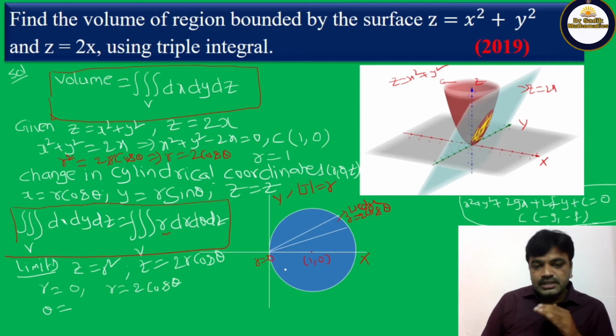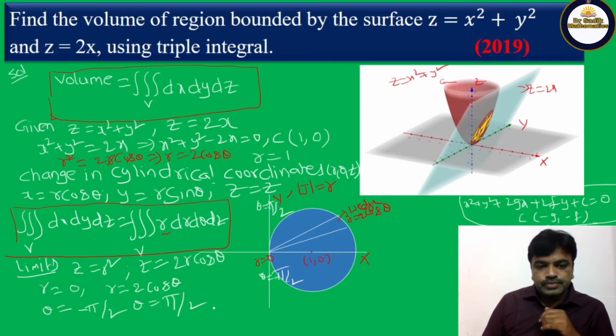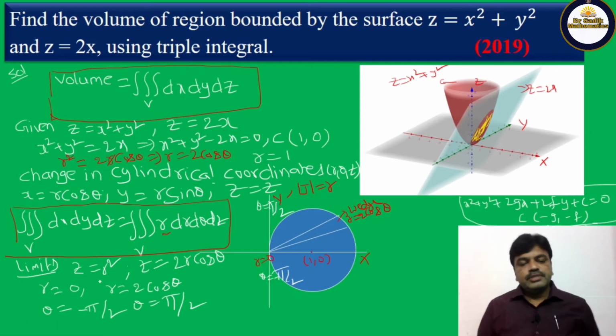Now you turn the wedge from here, friends. Generally we know here theta is equal to pi by 2. Now here, theta is equal to minus pi by 2. So theta goes from minus pi by 2 up to here, theta equal to pi by 2. These are the limits, friends.